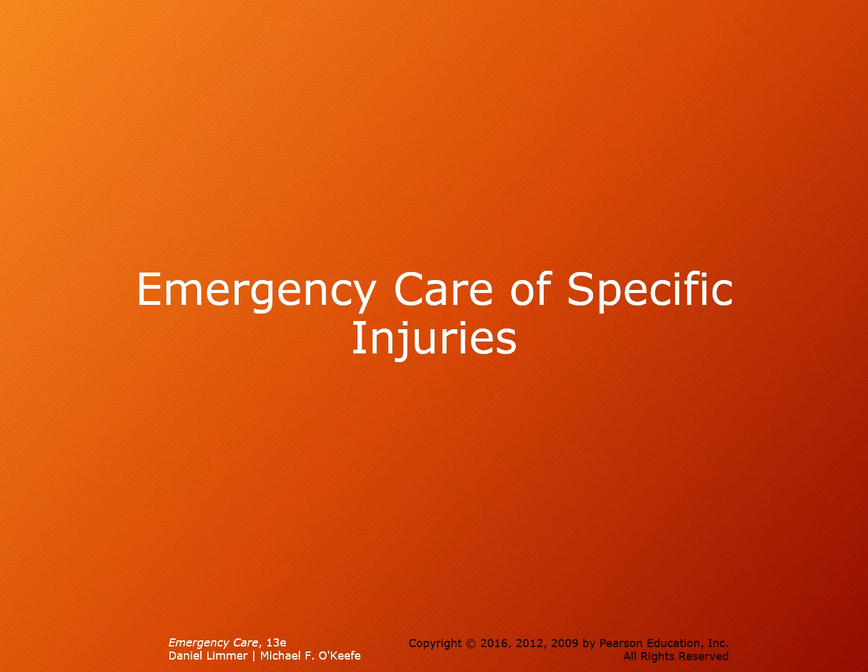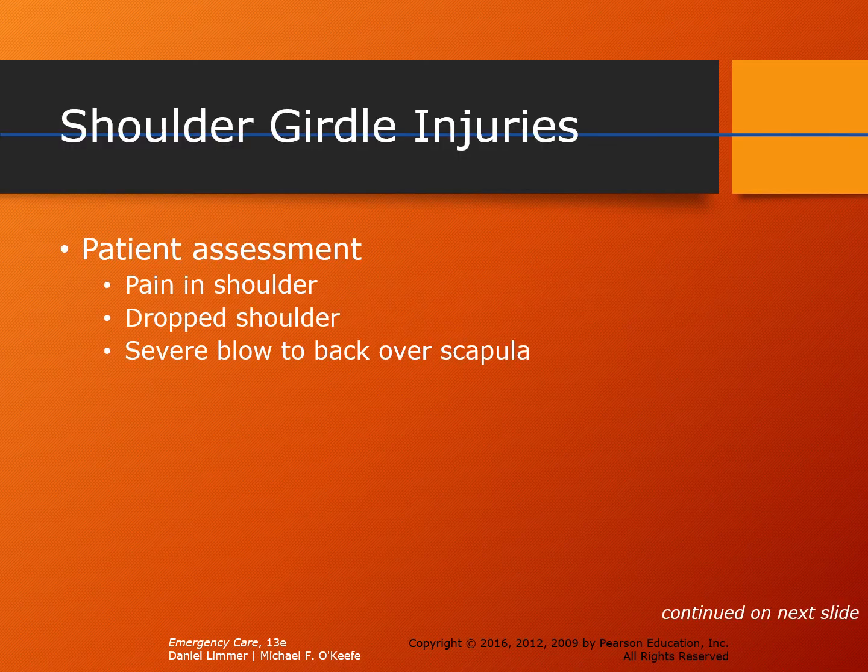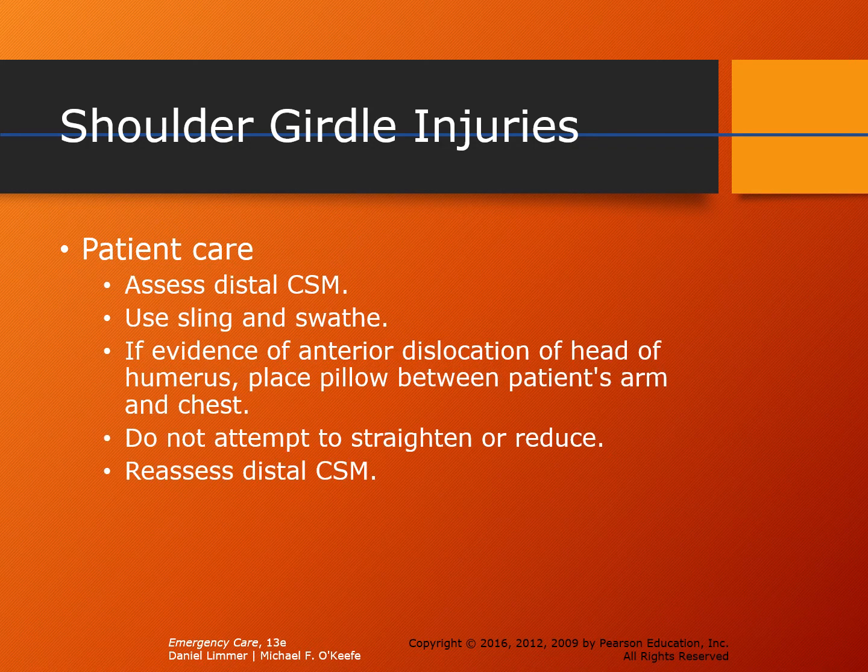Alrighty, moving on to emergency care for specific injuries. Shoulder girdle injuries. When you're doing your patient assessment, you're looking for pain in the shoulder, any type of shoulder that is dropped or drooping lower than the other shoulder, and any type of severe blow or any type of severe amount of force or pressure that's exerted on the back over the scapula. You should assess for distal CSM, or circulation, sensation, and motor function, and use the sling and swath.